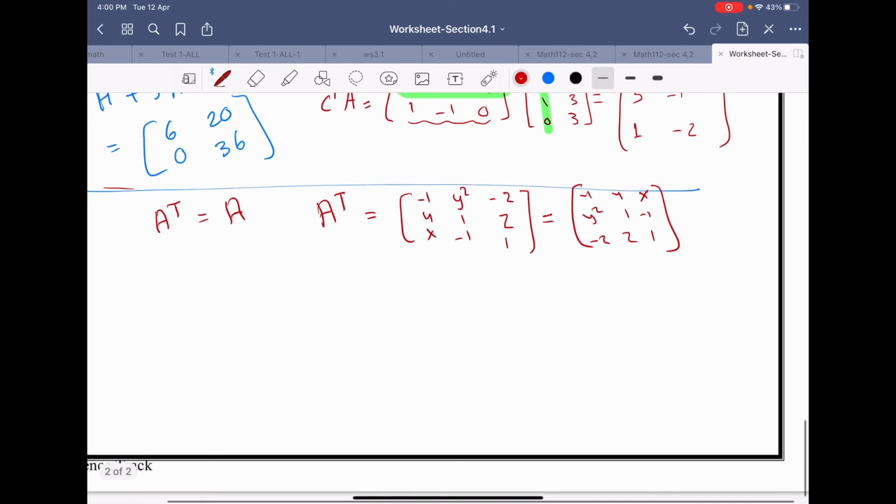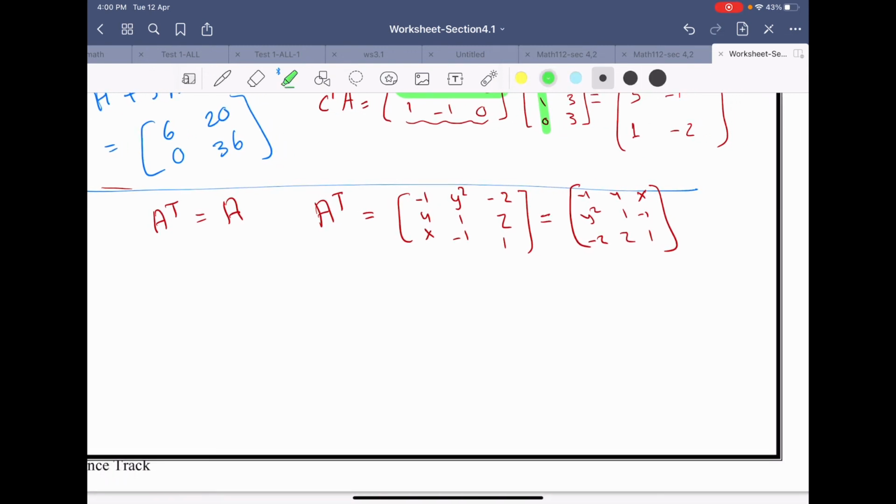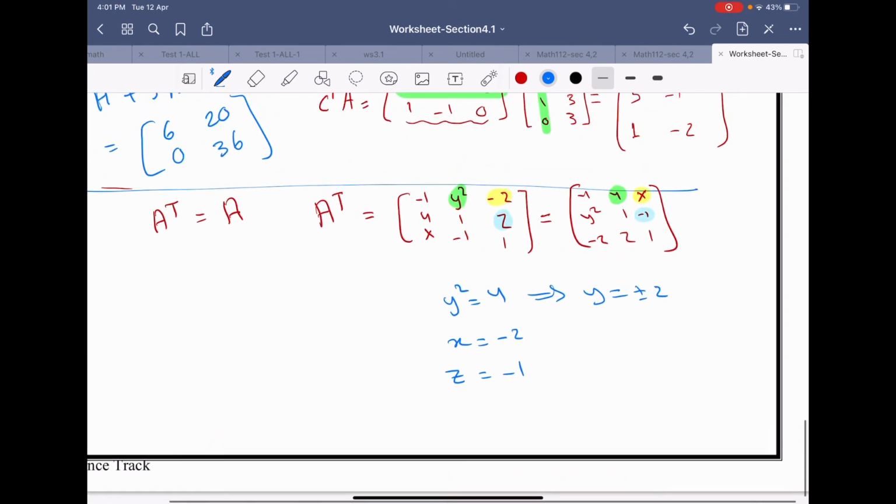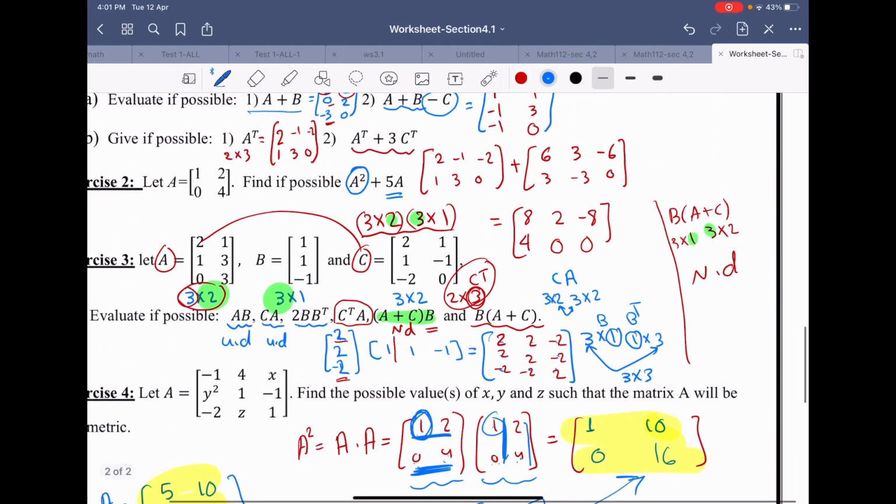So let's see. y squared is supposed to equal this element, this one is supposed to equal x, and also z is supposed to equal negative 1. So y squared equals 4, which means y equals plus or minus 2, x equals negative 2, and finally z equals negative 1. Okay, so we finish worksheet 4.1.